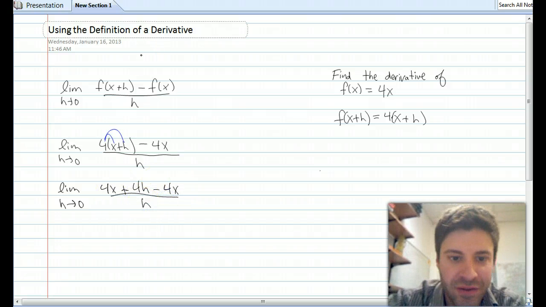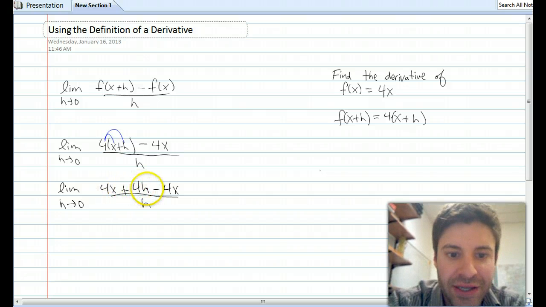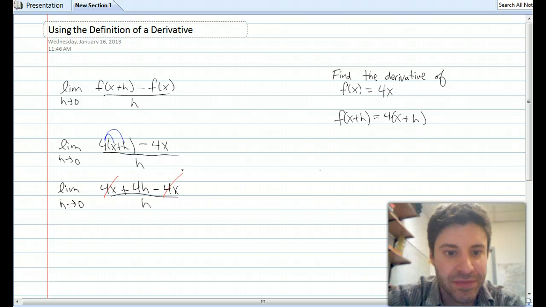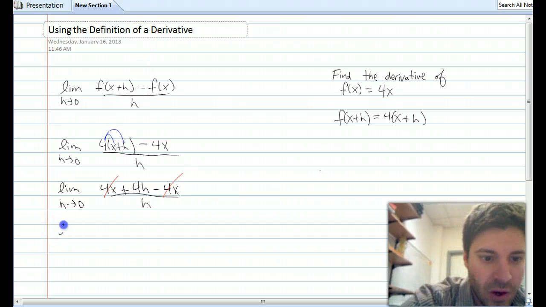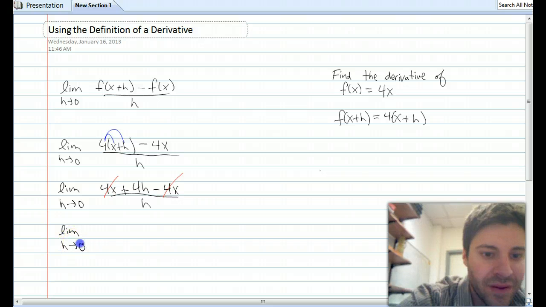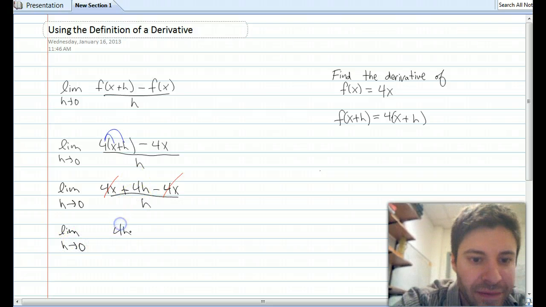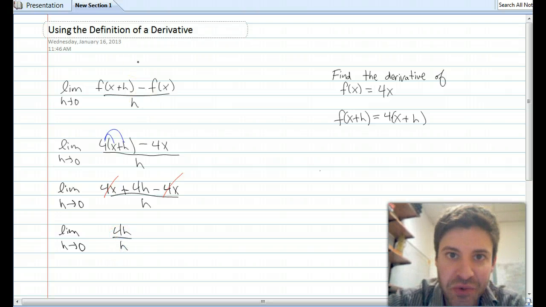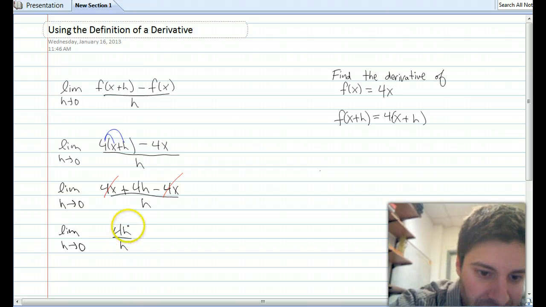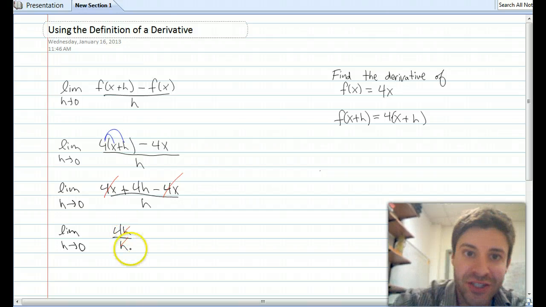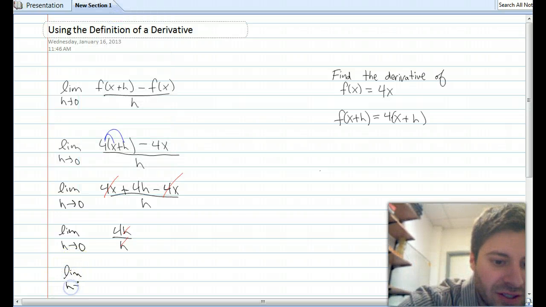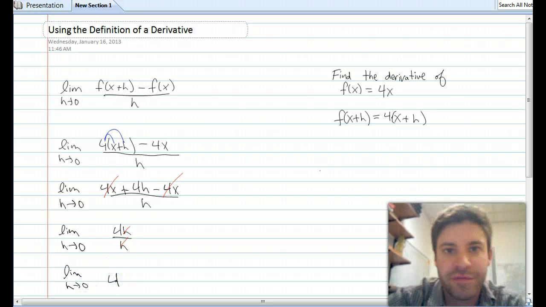Now look at what we're left with. We have 4x plus 4h minus 4x. Well, we have a positive 4x here and a negative 4x there, so those two can actually cancel. Now let's see what we're left with. Always copy your limit down. We're left with a 4h in the numerator and just an h in the denominator. Well, look at that. We have an h in the numerator and an h in the denominator. You can actually cancel those two things out. That just gives us the limit as h goes to 0 of 4.